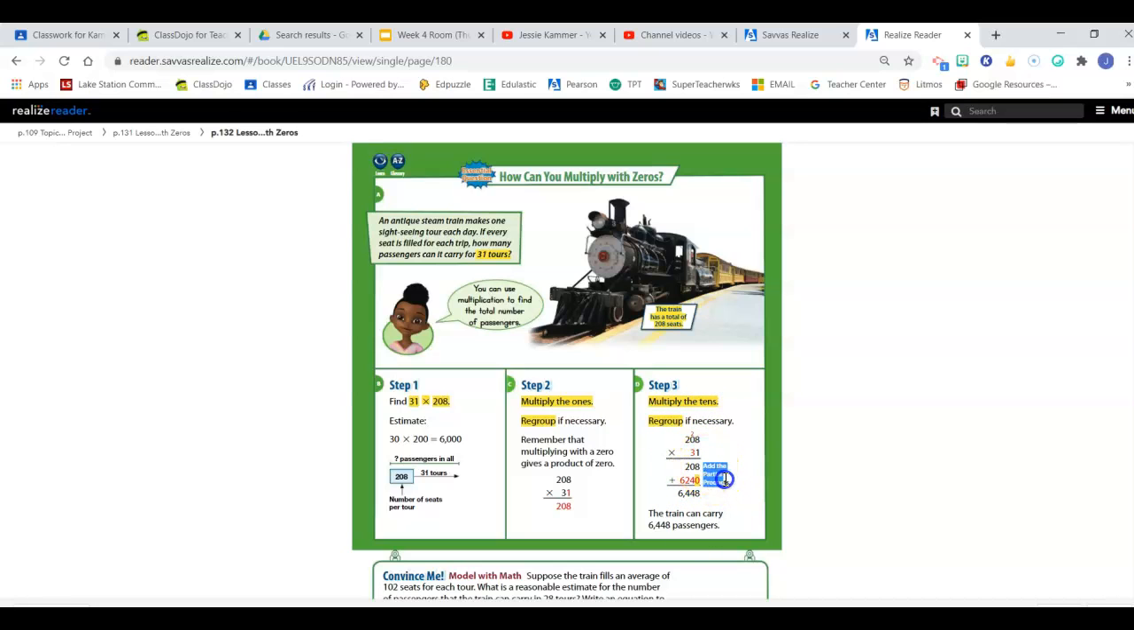Then it says here, add the partial products, which would be 208 plus 6,240. And your final answer is 6,448.